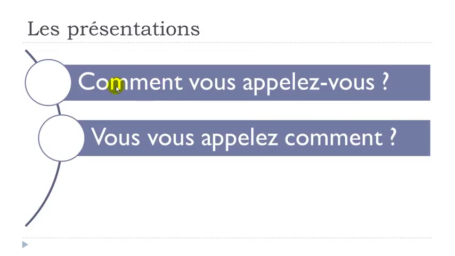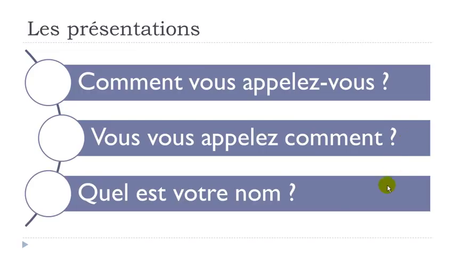We start with how and then we change the order, we put the subject after the verb, okay? But then it is completely correct to ask a question like that. Vous vous appelez comment? Okay? And then the other possibility would be, quel est votre nom? What is your, votre, nom, name? What is your name? Quel est votre nom? Raise a little bit. Quel est votre nom? Okay?